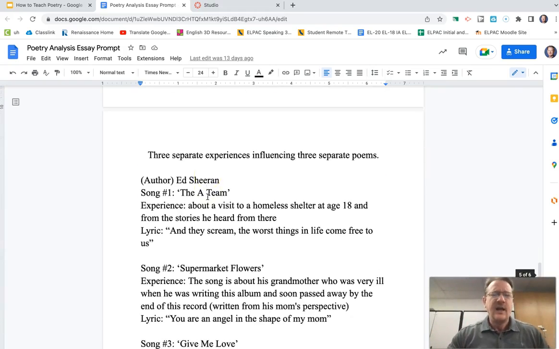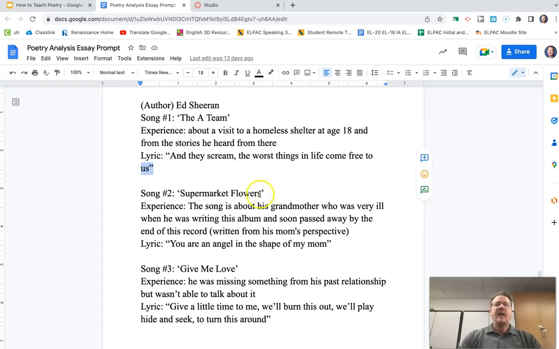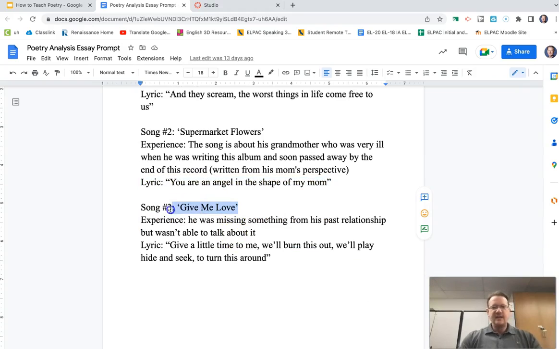Hopefully that made sense. Here's an example of what someone had written in the past. They talked about Ed Sheeran and how he reflects on his experiences as poetry. One paragraph was about the A-Team. Here's what the experience was about, here's the lyric that supports that. One was about supermarket flowers. Here's the experience that influenced that song, or poem, and then here's the lyric that supports that. And then "Give Me Love" is the third poem, third paragraph. There's the experience that influenced that song, and then there's the lyric that supports that.